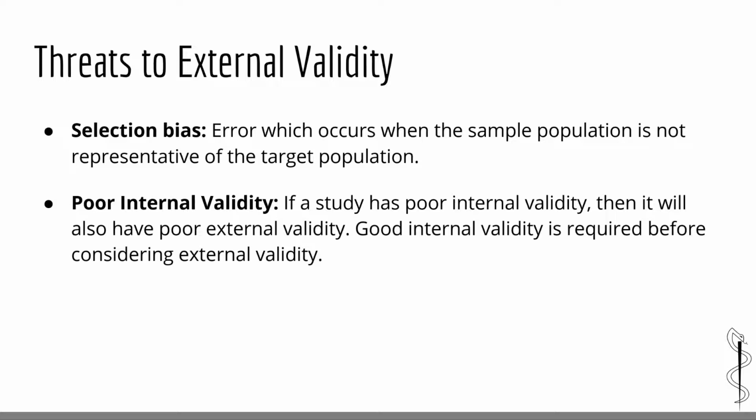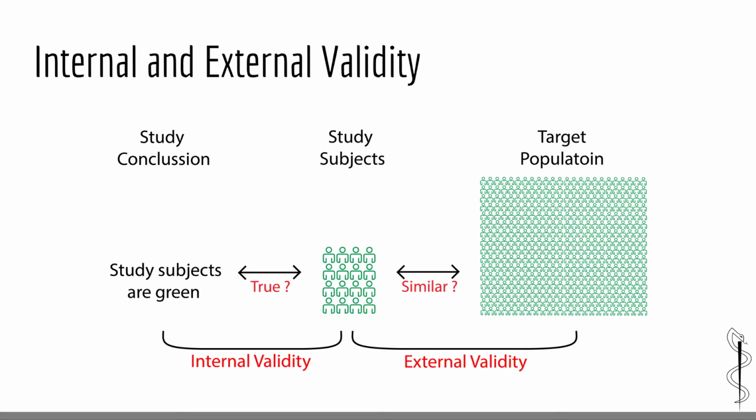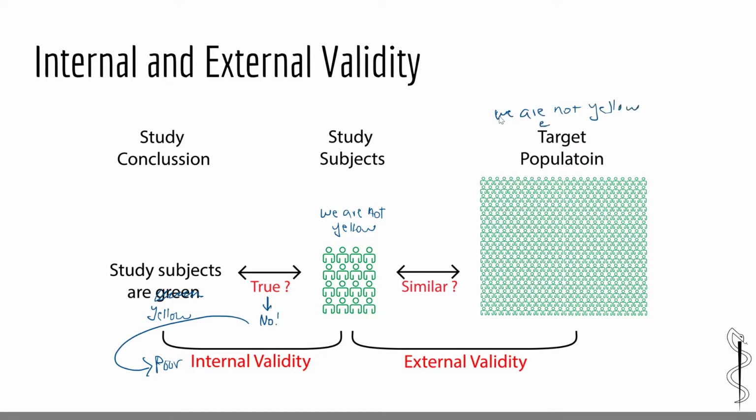To understand this, let's take another look at our hypothetical study. So now let's imagine that the study has poor internal validity. That is, instead of it rightfully concluding that the study sample is green, it concludes that it is yellow. Given that the study is designed to use a sample which is representative of the target population, then it is very likely that the target population is the same as the sample population. That is, the target population is also green. Therefore, if the study is wrong about the sample population, then it will also be wrong about the target population. In other words, the study conclusion that the study subjects are yellow also does not apply to the target population. So what you need to know is that a study cannot have low internal validity and high external validity because internal validity precedes external validity.